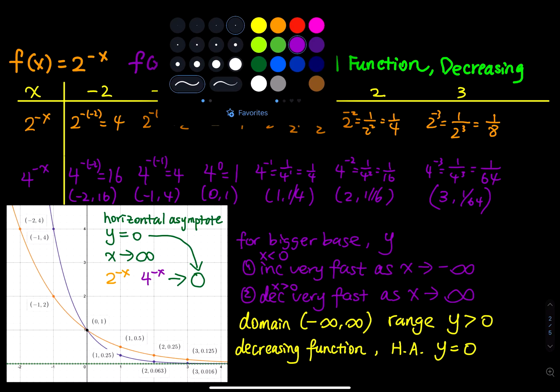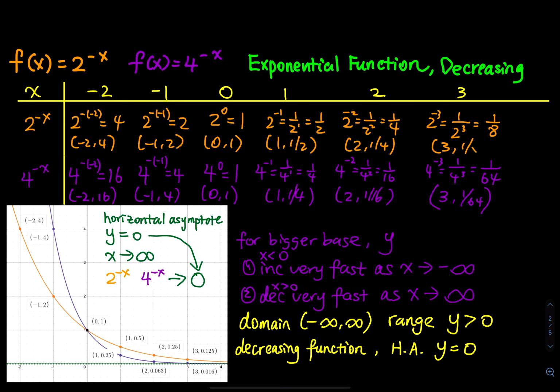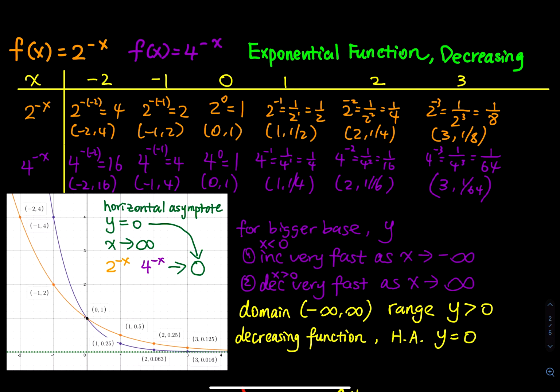All right, so let's write the points for 2 to the negative x. So this is negative 2 comma 4, negative 1 comma 2, 0 comma 1, 1 comma a half, 2 comma a quarter, and then 3 comma 1 over 8. And then the graph, I already prepared the graph for you. So this one, I also have the points. I know some of you might want to see the points, right?